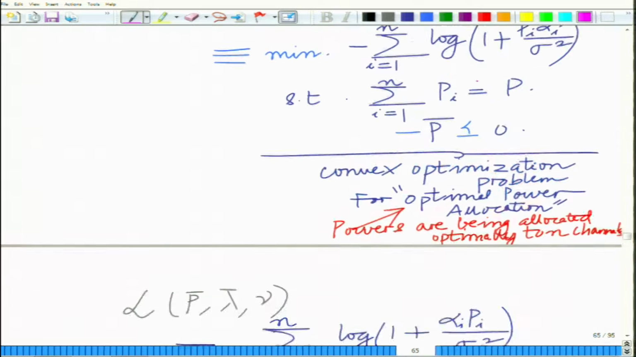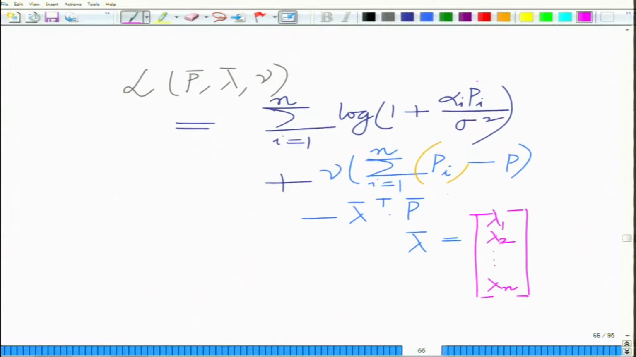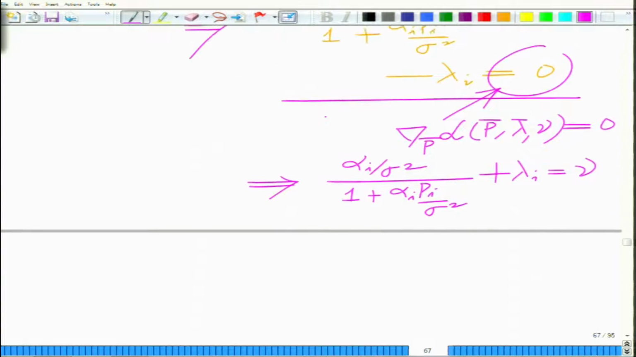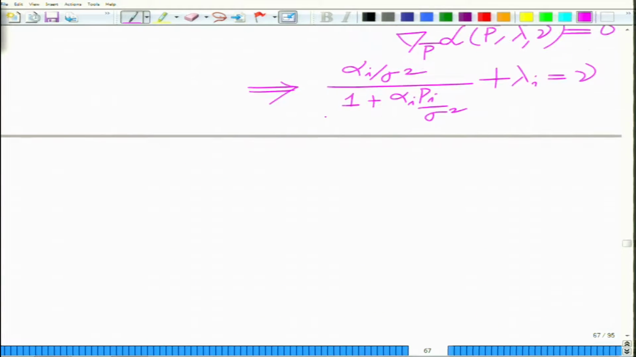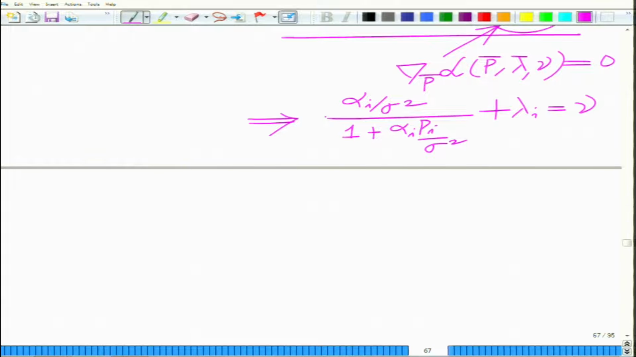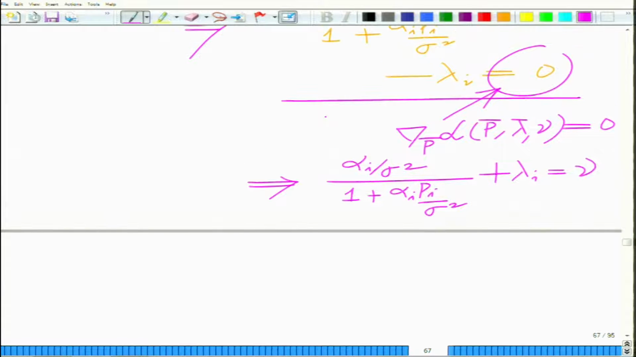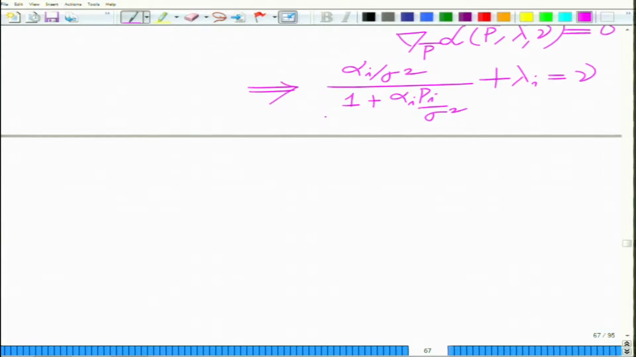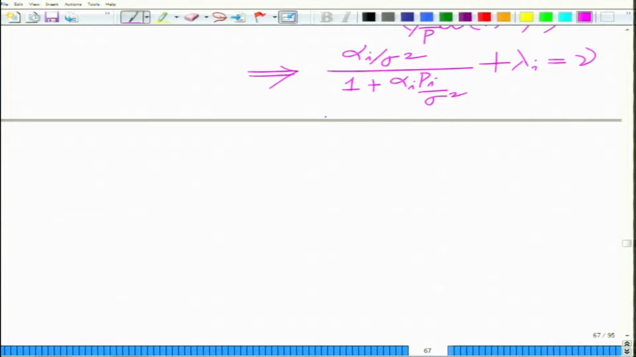Because of this, there has to be a minus sign here, because we are minimizing the negative of the objective function. So we are minimizing the negative of the logarithm, which is a convex objective function.